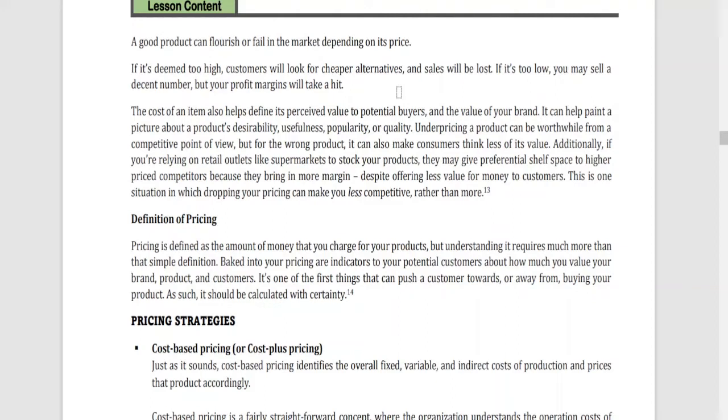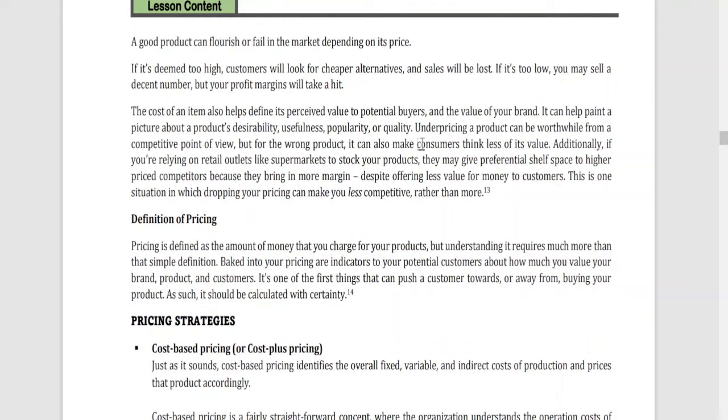If you price your products too high, then you will lose some customers. On the other hand, if you price your products too low, then you may not achieve your desired profits. The cost of an item also helps define its perceived value to potential buyers and the value of your brand. It can help paint a picture about a product's desirability, usefulness, popularity, or quality.